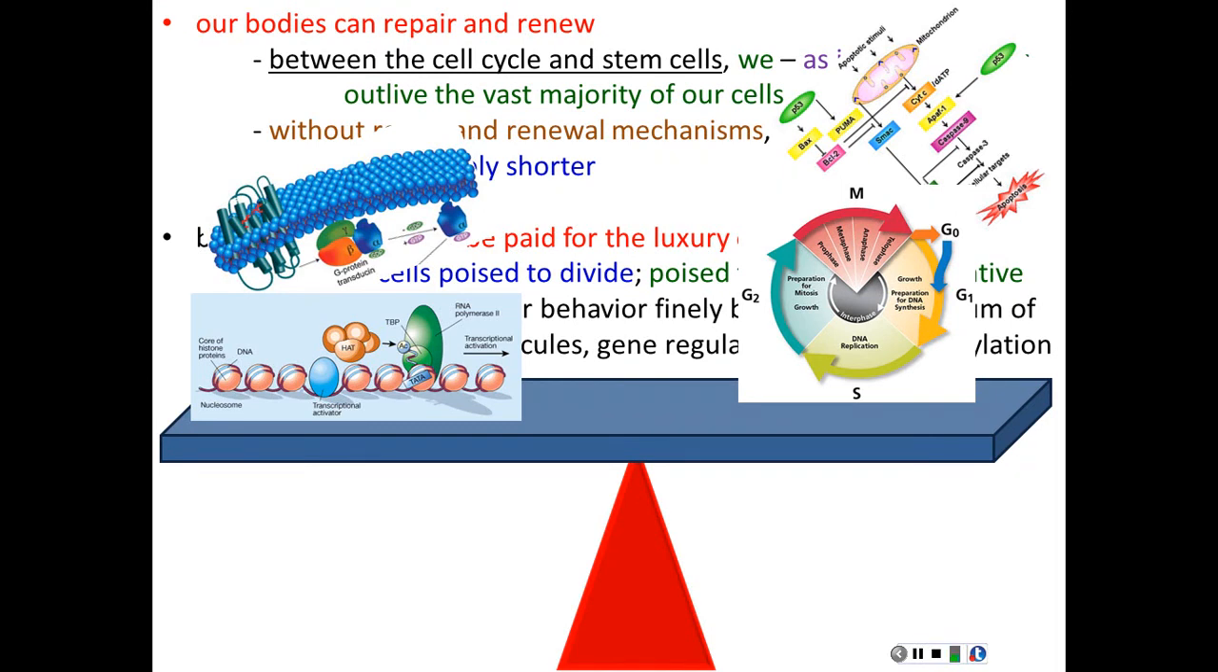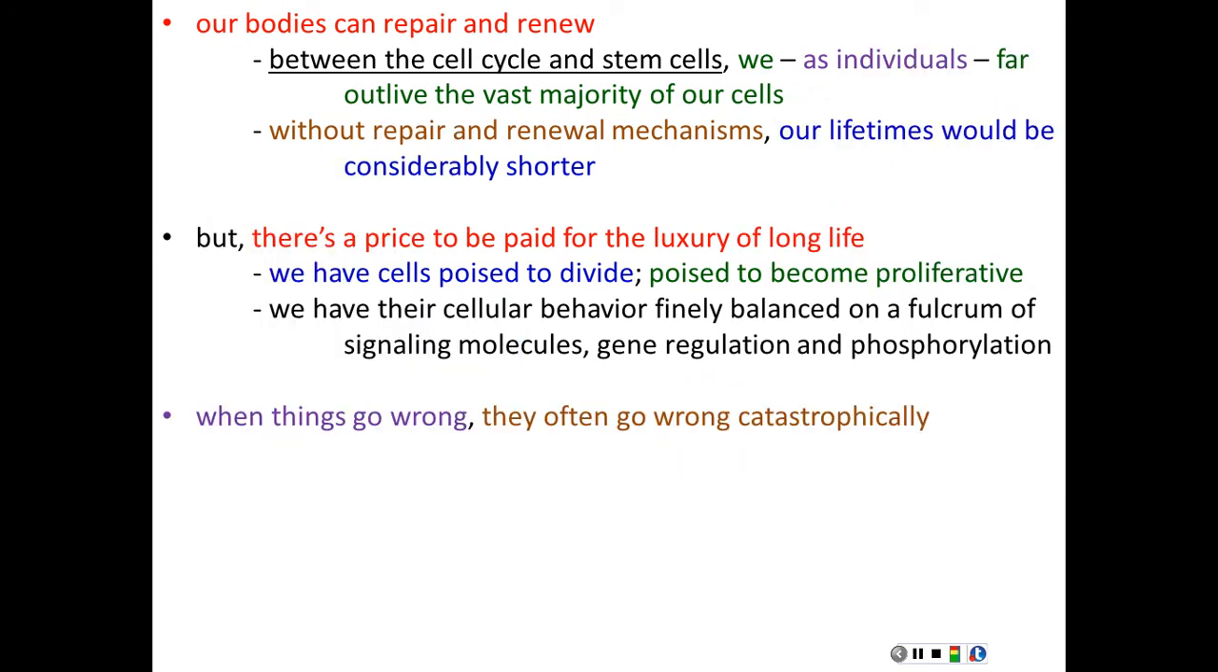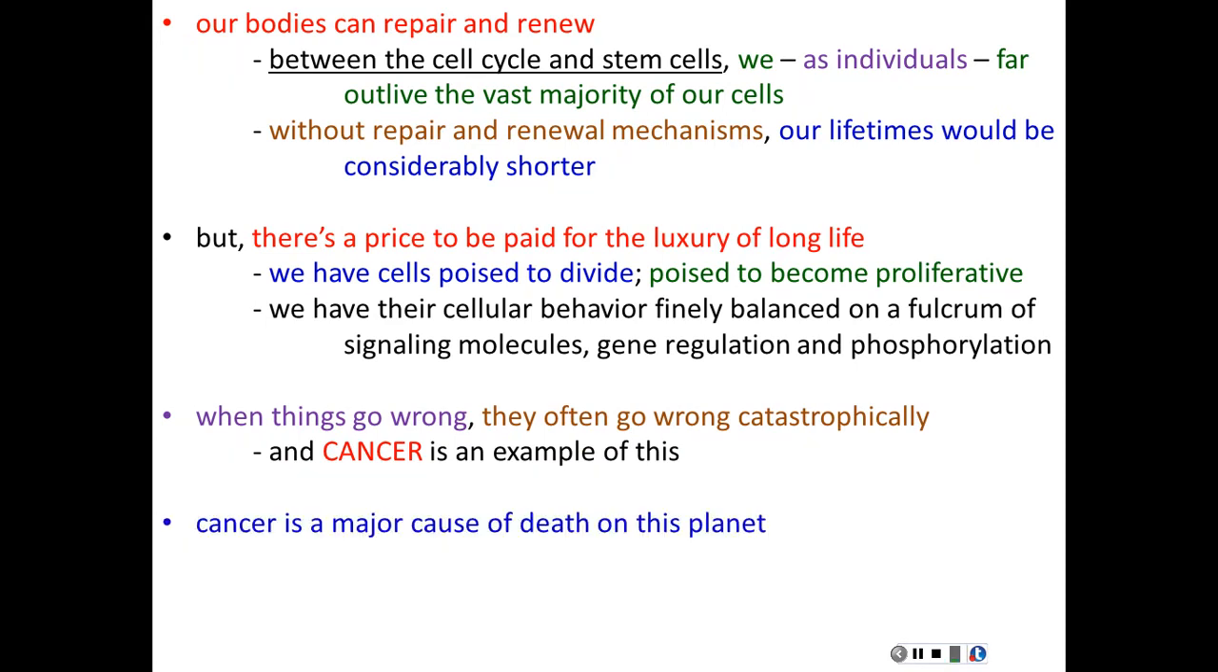But the cell holds them back with all its strength. And, like an angry dog on a leash, it doesn't take many mistakes. It doesn't take much for that dog to get away. It doesn't take much for that cell to get away and start blowing through the cell cycle. So when things go wrong, especially with these cells, they often go wrong catastrophically. Cancer is the example of this catastrophic breakdown. Cancer is a major cause of death on this planet. There was a CNN article very recently, I'm making this recording in 2014, saying that by 2018, it's projected that cancer will be the number one cause of death in the United States.